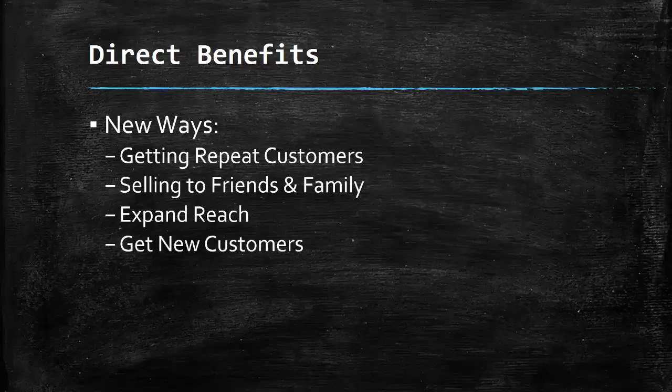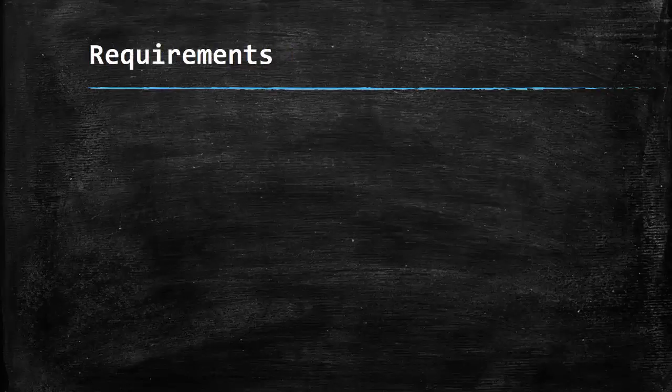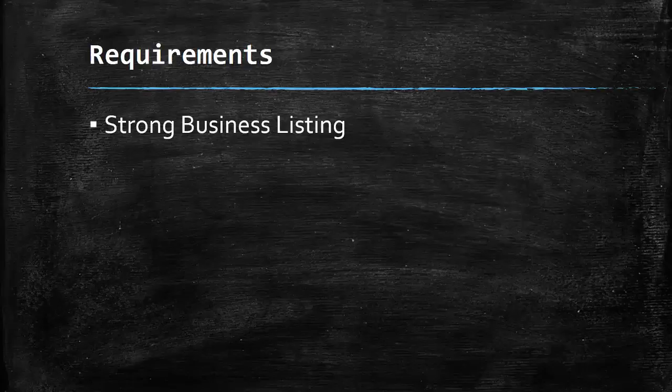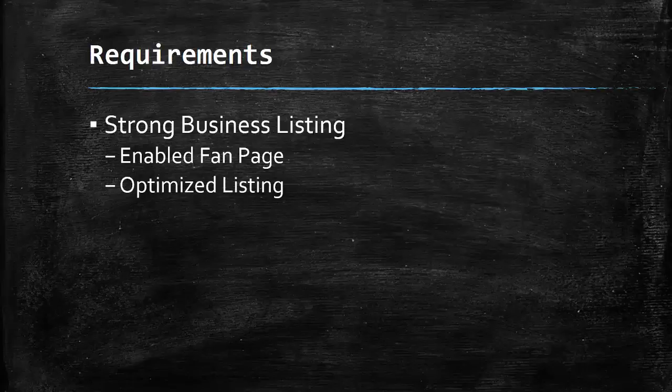It's a fantastic way to get new customers, and the end result is generating greater revenue for the business. Now, there are some requirements. The business owner needs to have a strong listing. So they need to have a fan page that's enabled for check-ins and local map listings. You need to have an optimized listing. So what that means, and I explain ad nauseum inside of the guide, is the business has pictures.